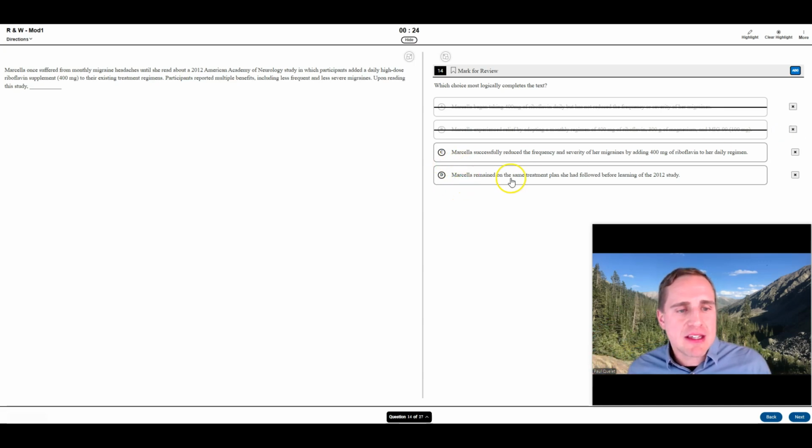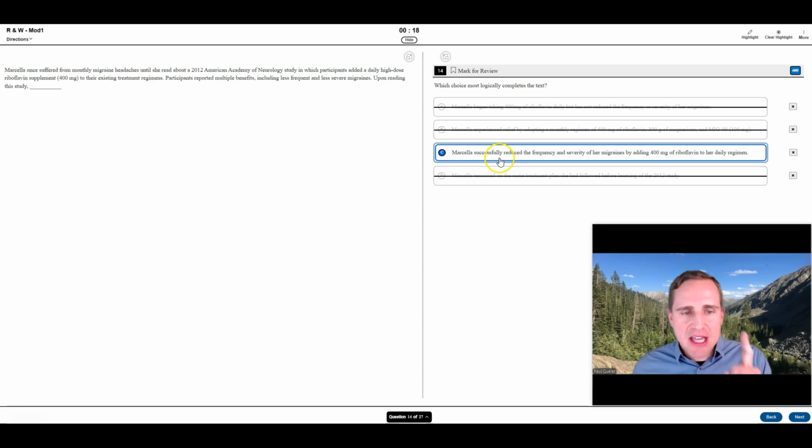And how about choice D? Did she remain on the same treatment plan she had followed? That doesn't follow from the text. So C, it says, she successfully reduced the frequency and severity of her migraines by adding in the 400 milligrams of riboflavin. Okay, just in time.